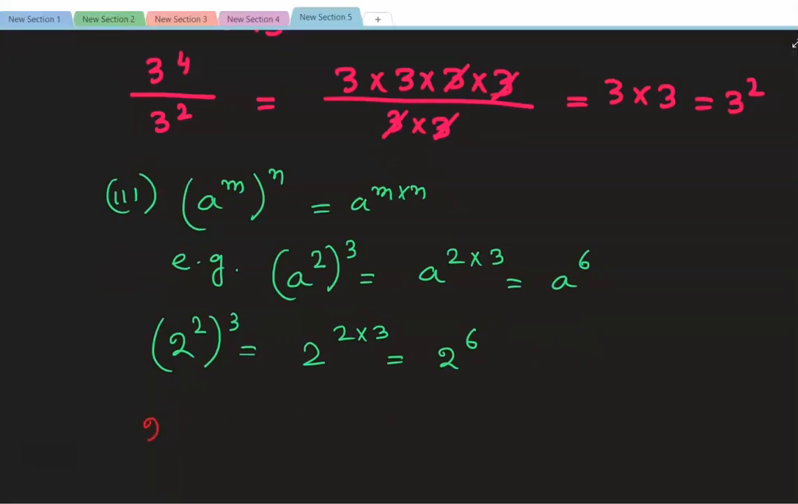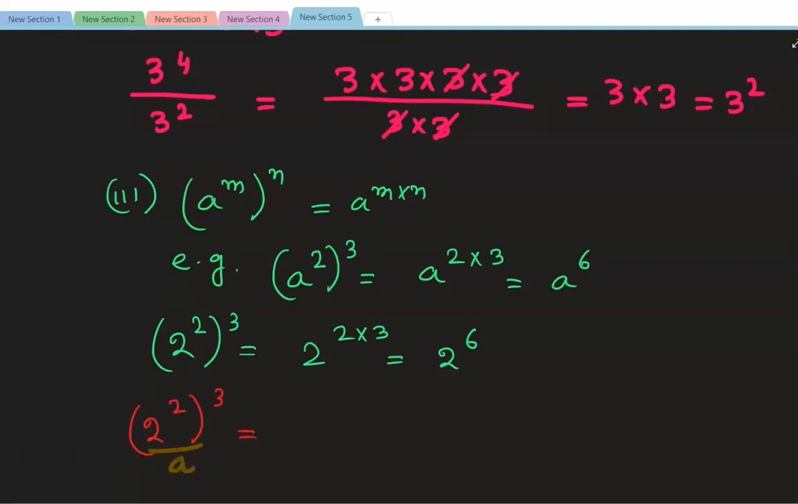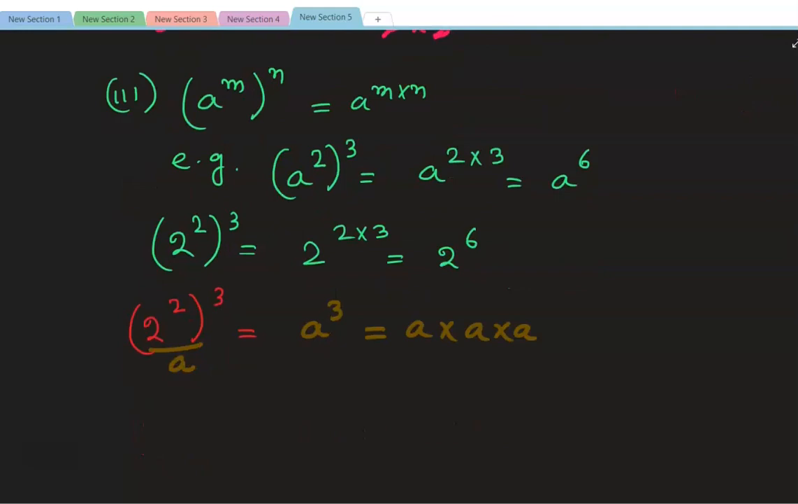So 2 to the power 2 whole to the power 3. This means if we assume that this 2 to the power 2 is a, we can write it as a cube. So we get a into a into a. Now what was a? Our a was 2 square. So you write it as 2 square into 2 square into 2 square.